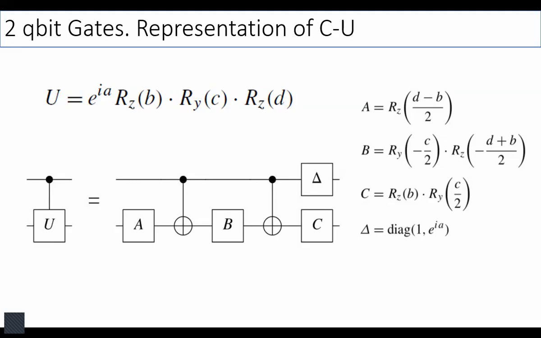Yes, and control not also will do nothing. So if they construct in such way that A, B times C will give you identity, because if the first qubit is 0, then it should give you nothing. And if the first qubit is 1, then here will be not. So I would put here not, put here not. And it is constructed in such way that A, X, A, not, B, not, C would give you U.